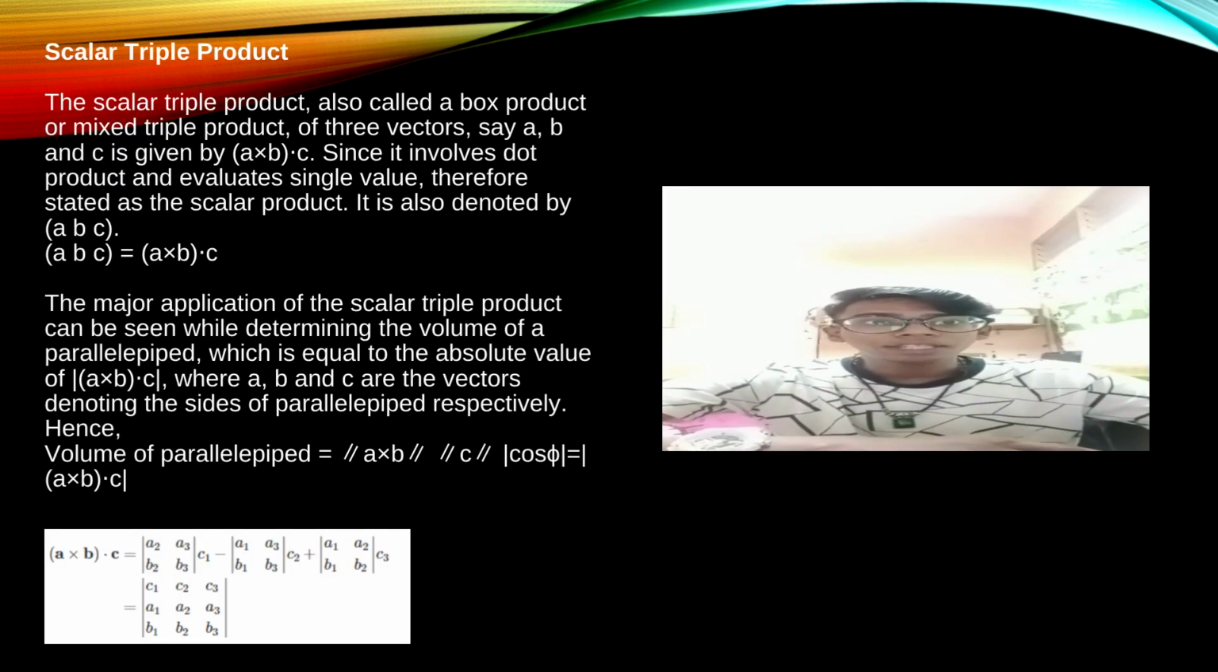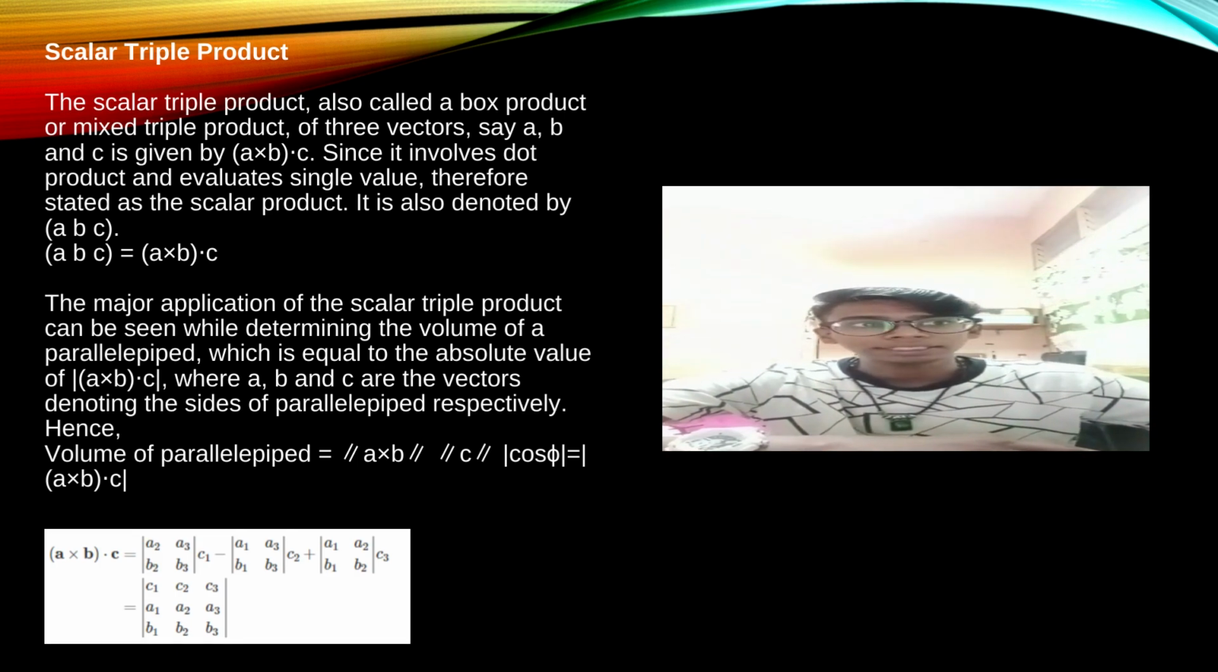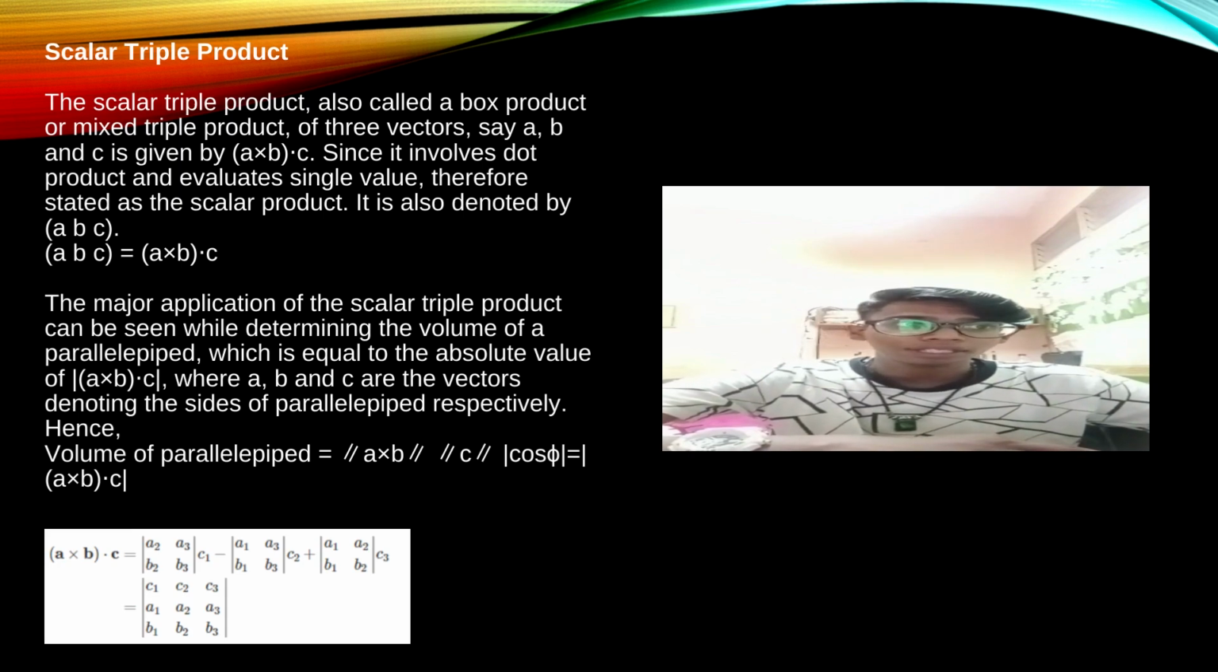Scalar triple product. The scalar triple product, also called a box product or mixed triple product, of three vectors, say a, b and c, is given by a dot (b cross c). Since it involves a dot product and evaluates to a single value, it is stated as the scalar product. It is also denoted by [a b c], which is equal to a dot (b cross c).